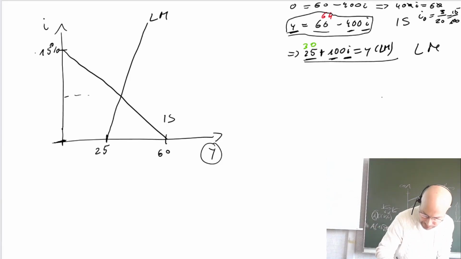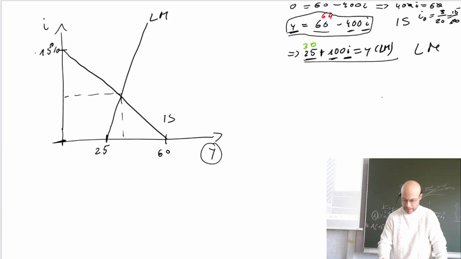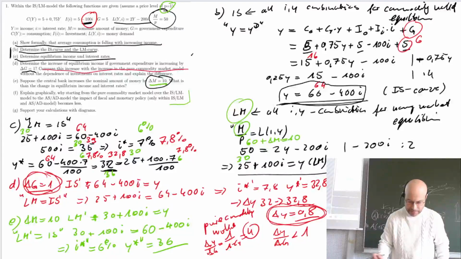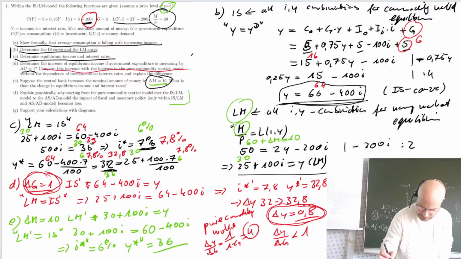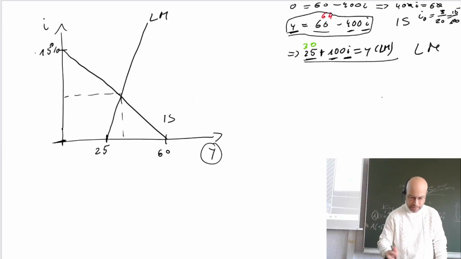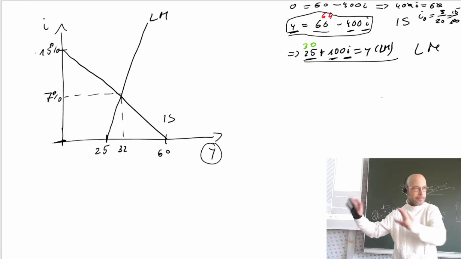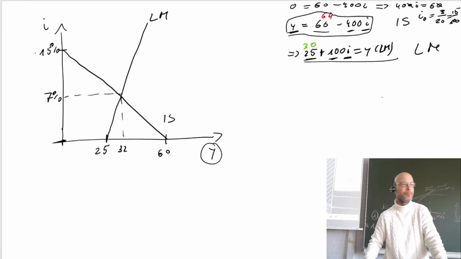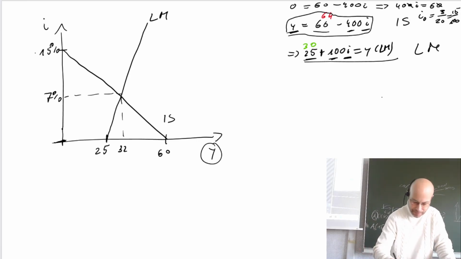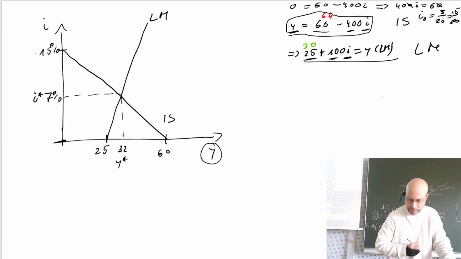And then we have the overall equilibrium. And there we can have a look. We have calculated this. The overall equilibrium was 7% and 32. And you see here, roughly from the scaling, it quite fits, I would say. So this was Y star, and this was i star.